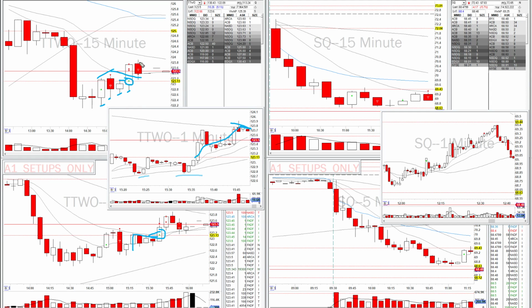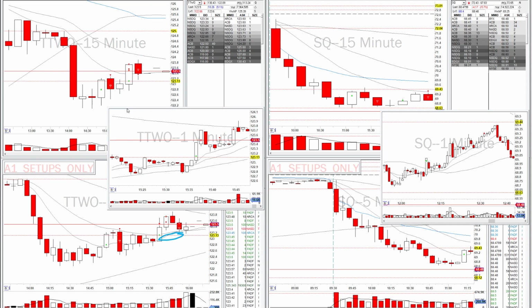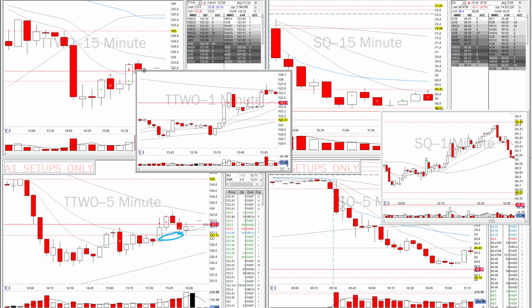It got above the 9, almost made it to the 20 here. Got above both these moving averages on the 5-minute chart. And I think if given enough time in a day, it may have made it back to at least the 50 here on the 5-minute chart. But you can see the market was closing, right? So it just ran out of steam. Anyways, yeah, that's the strategy, guys.